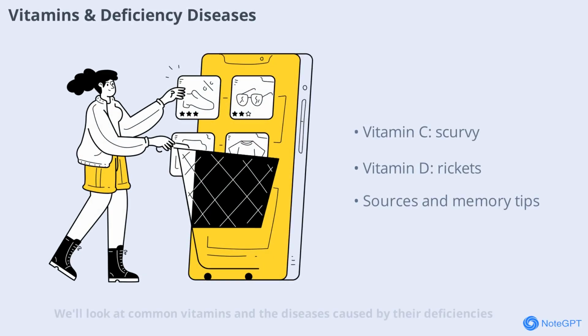We'll look at common vitamins and the diseases caused by their deficiencies, such as scurvy, vitamin C, and rickets, vitamin D. Understanding these relationships helps in both exams and real-life health. We'll also discuss sources of vitamins and tips for remembering them.